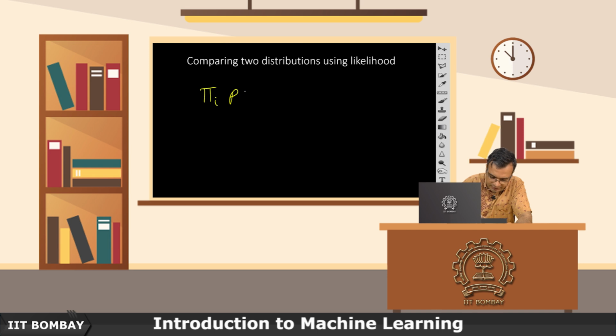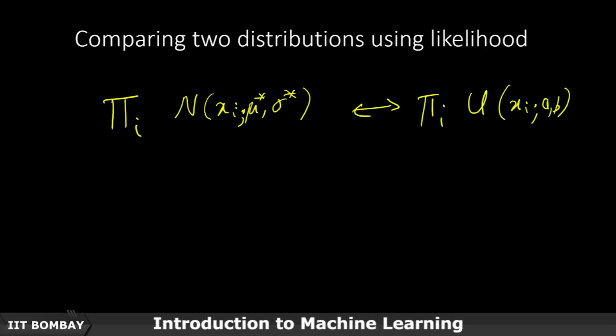So if we take the likelihood of p, let us say Gaussian, so let us talk N, the normal distribution of x, and the parameters are mu star and sigma star. If we take this and compare it against another distribution, which could be, let us say, the uniform distribution over x_i, semicolon, with a and b, then between these two, the one that gives us the higher value is going to be the better distribution.